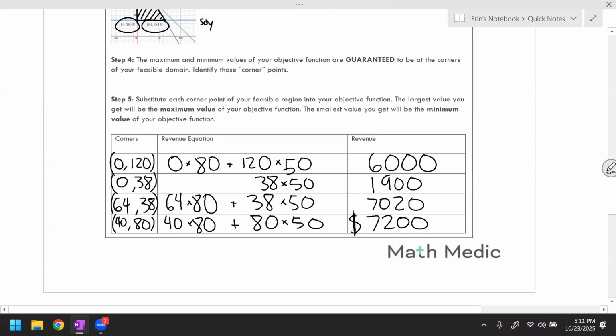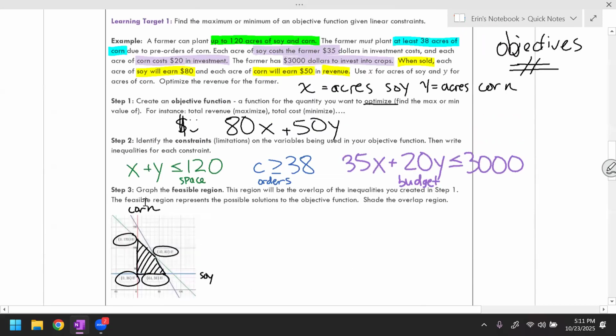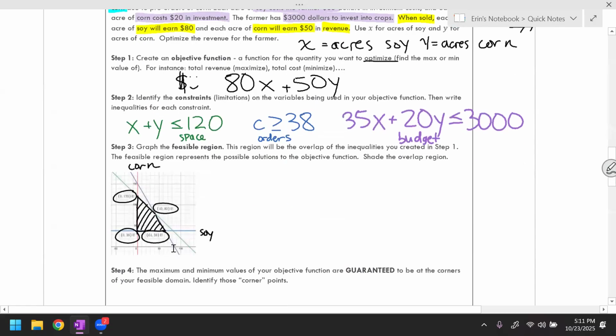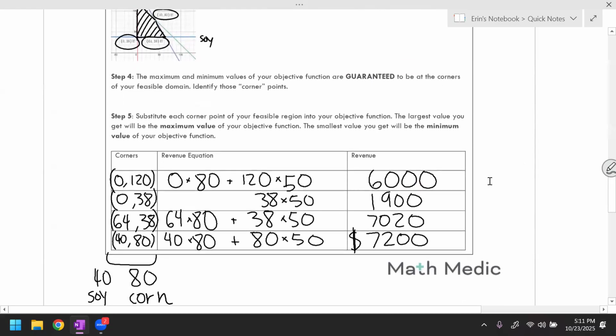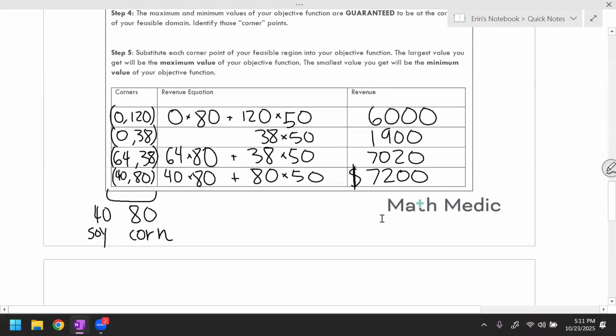So I can now see that if I want to make the most money, I have to plant 40 acres of soy and 80 acres of corn. That's a lot of different information. We have objective functions, constraints, graphs, shading, and then having to check all of the corners. It's a long process, but once you practice it, you will get better. So pause the video here before you try the check your understanding questions, and I'm going to go through them now.